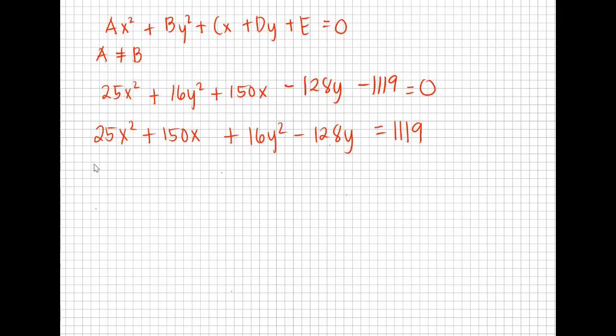So from this, we have to factor out 25 from this group. So we have 25, and since we factor out 25, that only means that we divide by 25 as well. So we have x squared plus 6x plus, this time, we factor out 16. So we have y squared minus 8y equal to 1119. So here, we simply divide by 16. Divide by 16. So we get this 1.